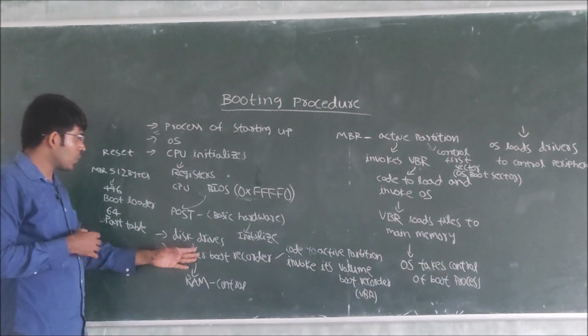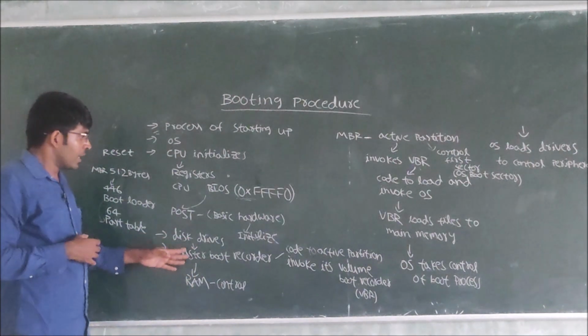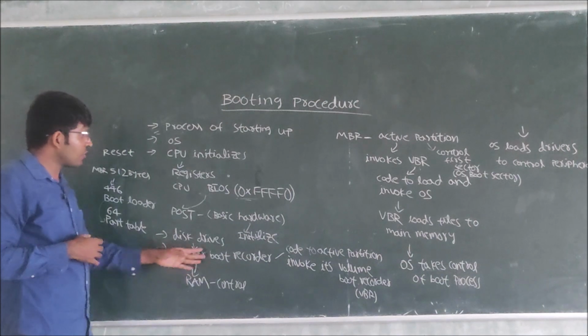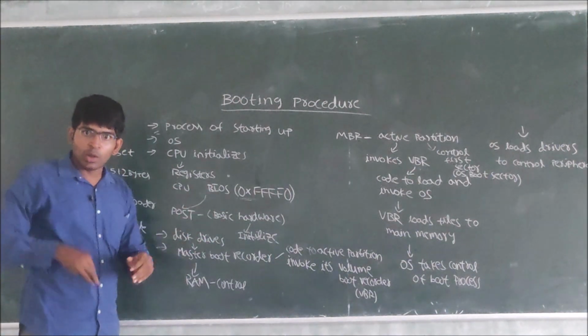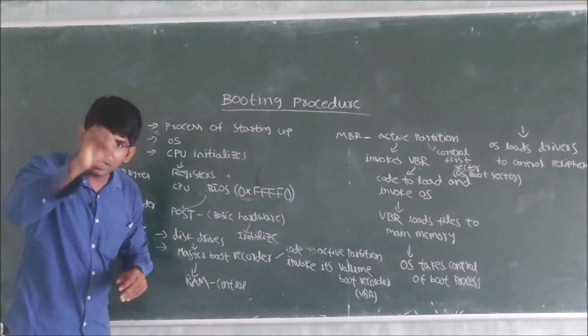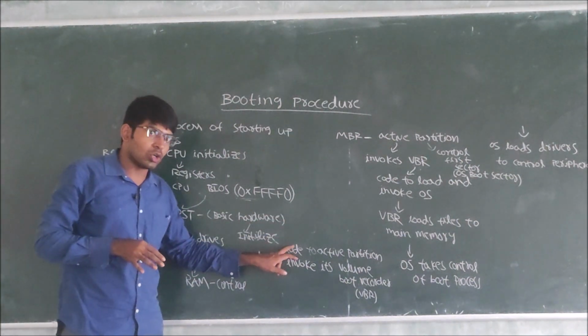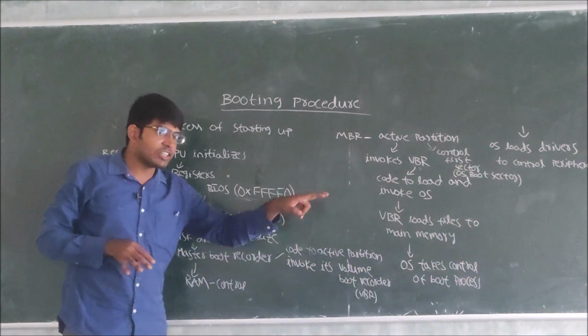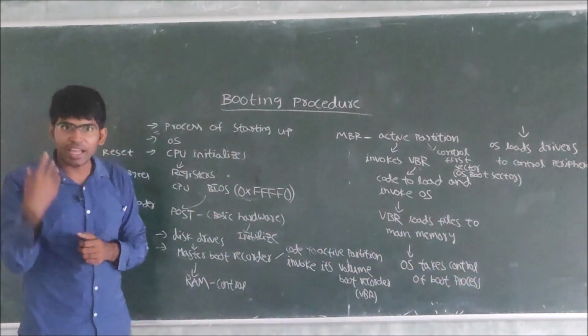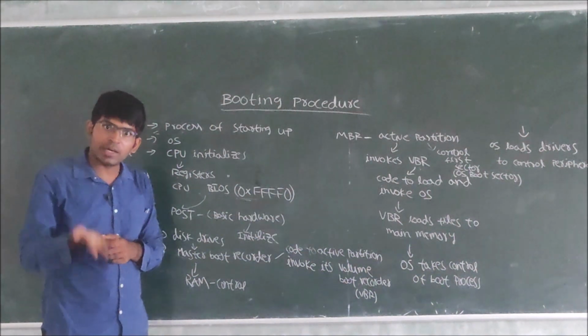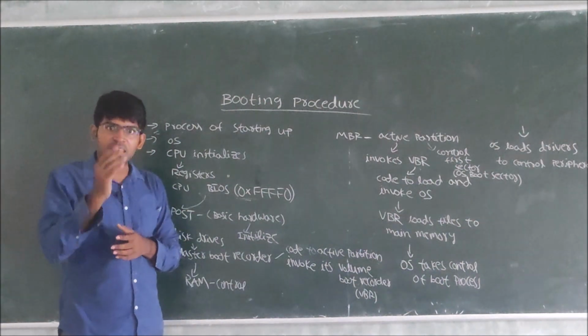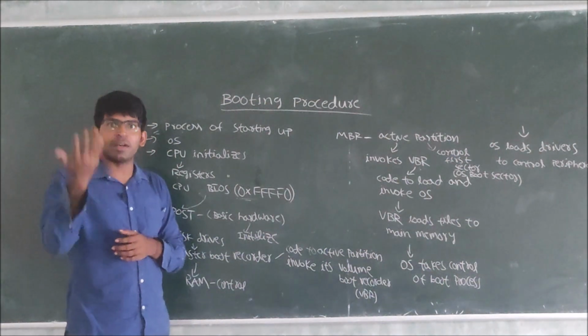What will this master boot recorder contain? This master boot recorder will contain the information about where our operating system is. So it contains the code to find the active partition. What is that active partition? That is nothing but our bootable partition. Generally it will be our C drive, where the operating system is.